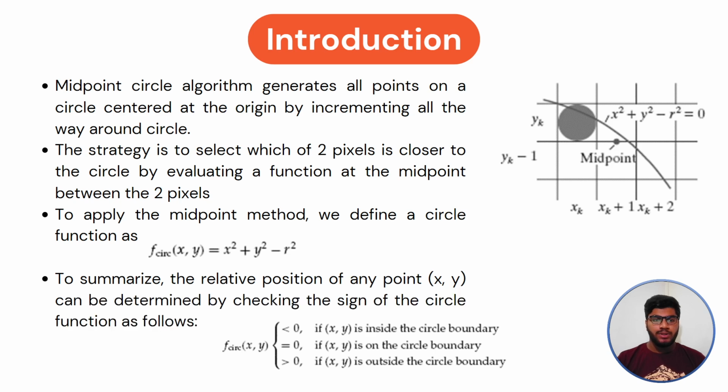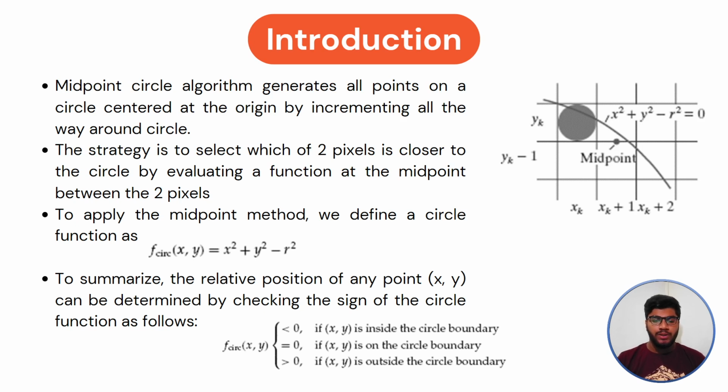Now let us discuss the basic introduction to the circle generating algorithm, that is the midpoint circle algorithm. The midpoint circle algorithm generates all the points on the circle centered at the origin by incrementing all the way around the circle. The strategy is to select which of the two pixels is closer to the circle by evaluating a function at the midpoint between the two pixels.